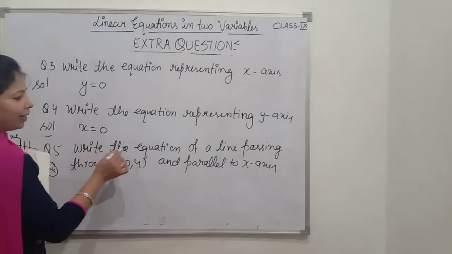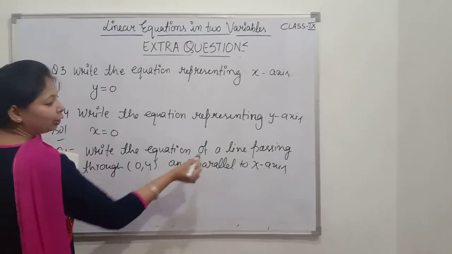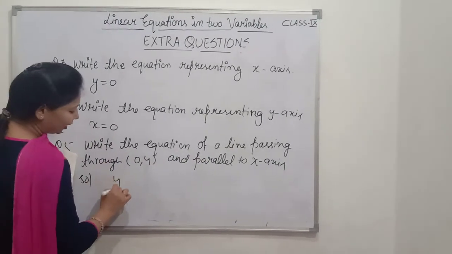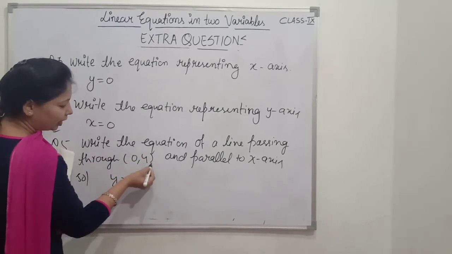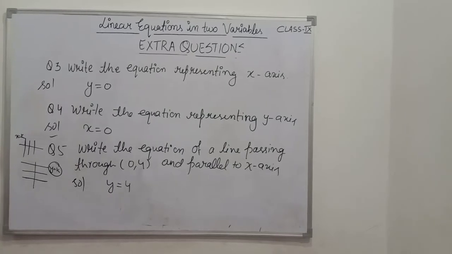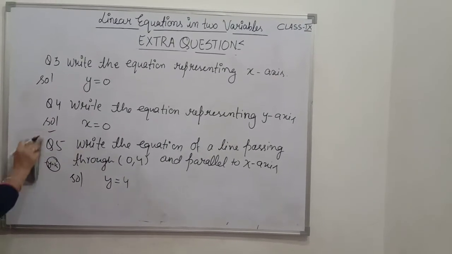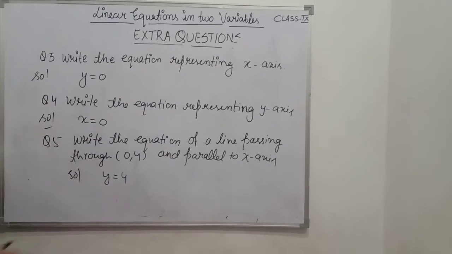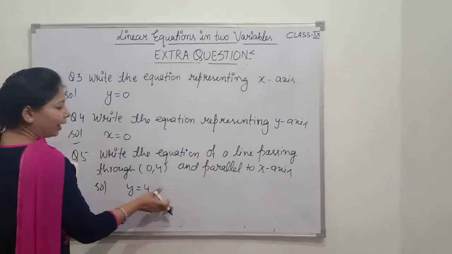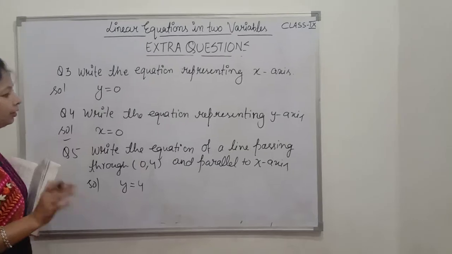Here the question is, write the equation of a line passing through (0, 4) and parallel to x-axis. That means this equation only contains y is equals to some constant. Now the constant is 4. So equation is y is equals to 4. To remember this point, whenever the line is parallel to x-axis, the equation only contains y, and whenever the line is parallel to y-axis, the equation only contains x.